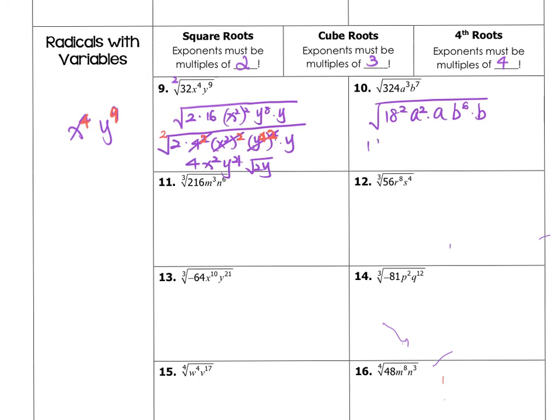So the 18 comes out, this a comes out, and what's left behind, I'm going to move the last b forward, and then b raised to the 6th power, I want that to be something squared. b raised to the 6th power is b cubed squared. So in this case now, this b cubed can come out. What's left in the radical is just a times b. So that's the final answer there.